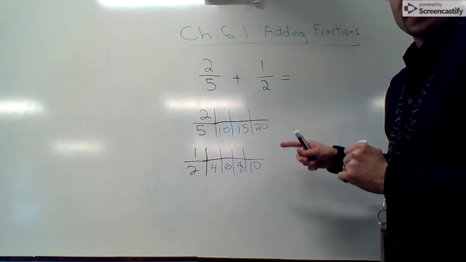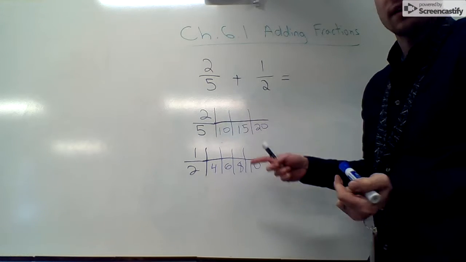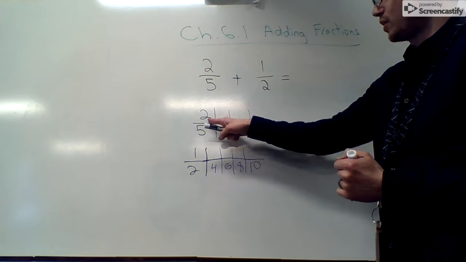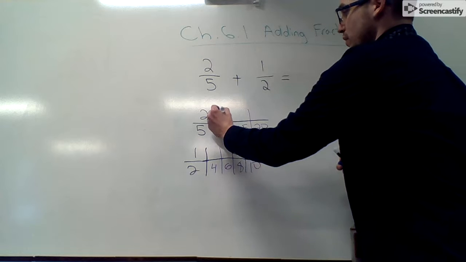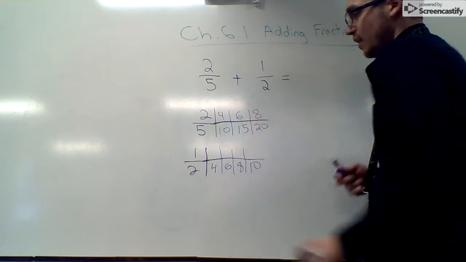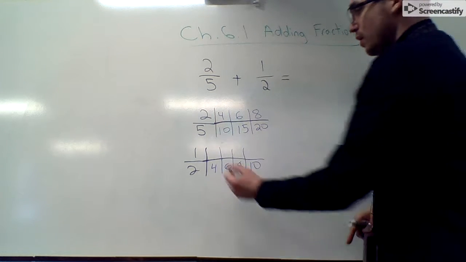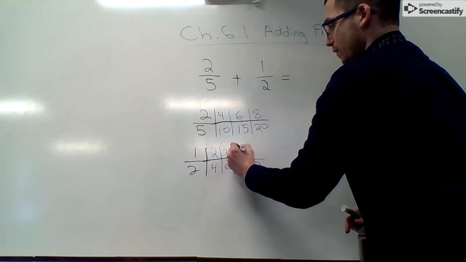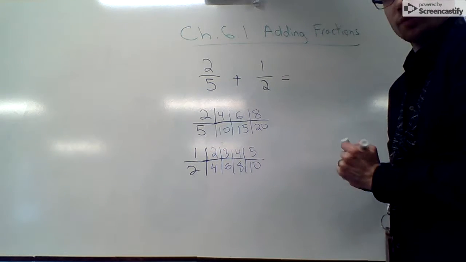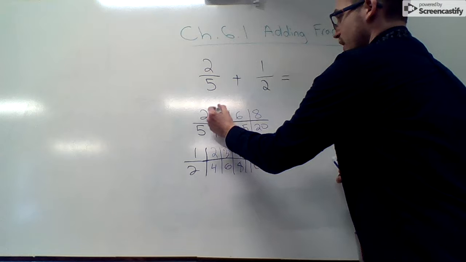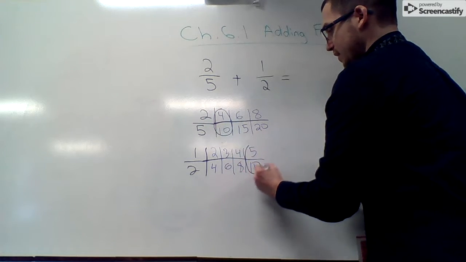Now, in order to find the missing numerators, we need to skip count by the numerators. So I'll skip count by 2. The next number would be 4, 6, 8. I'm going to skip count by the numerator 1, 2, 3, 4, 5. Now, the two fractions that I'm really looking for are the 4/10 and the 5/10 because they have the same denominator.